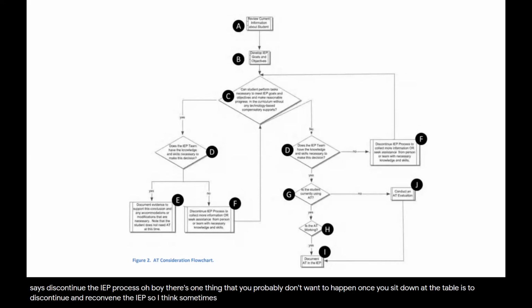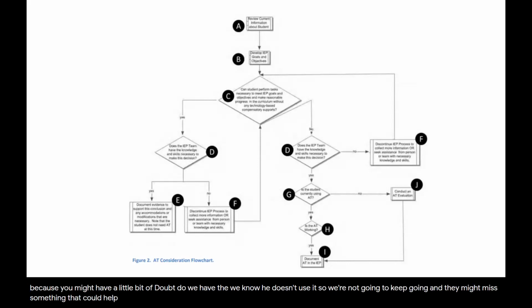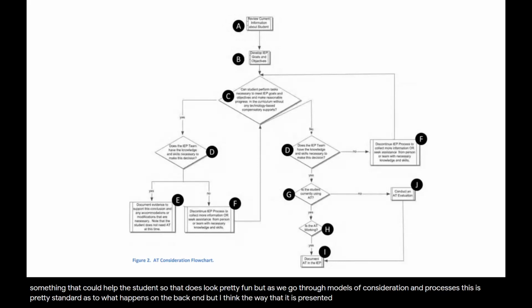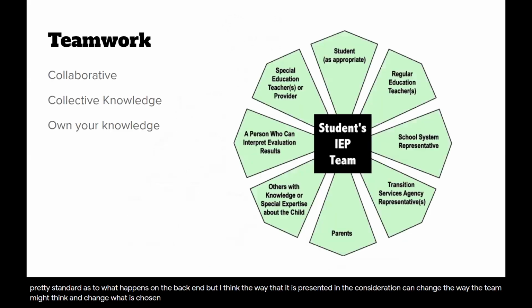So I think sometimes teams get a little bit challenged when they come down to that section, especially because you might have a little bit of doubt. Do we have the expertise? Or they might just say, we know he doesn't use it, so we're not going to keep going, and they might miss something that could help the student. So that does look pretty fun. But as we go through models of consideration and processes, this is pretty standard as to what happens on the back end. But I think the way that it is presented in the consideration can change the way the team might think and change what is chosen for the student.